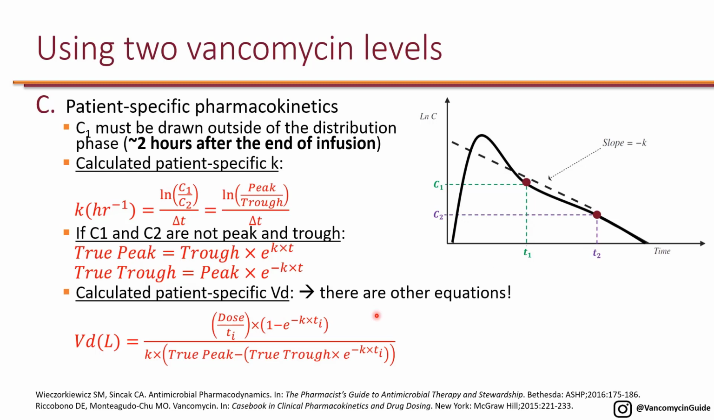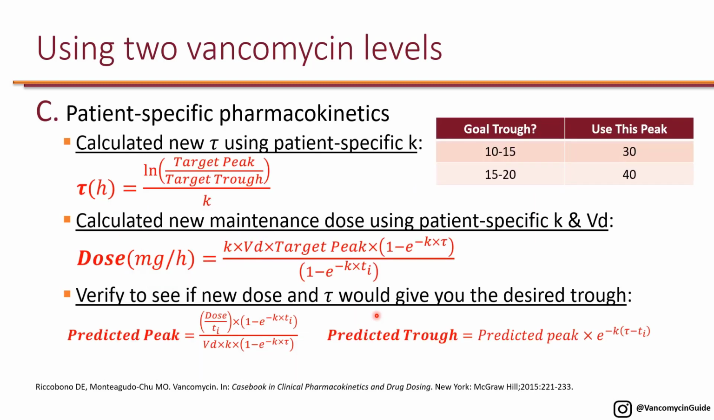And then after we get this volume of distribution and the k, we also need to calculate a new tau. This assumes that the previous dose was not giving us levels at goal. You can recalculate the tau using the new k. And then we calculate a new dose using the tau and everything we have calculated so far: the new k and the new volume of distribution. For the peak here, we put the target peak from this table, and then negative k and tau. The tau will be the tau that we calculated here, and then 1 minus e to the negative k times Ti.